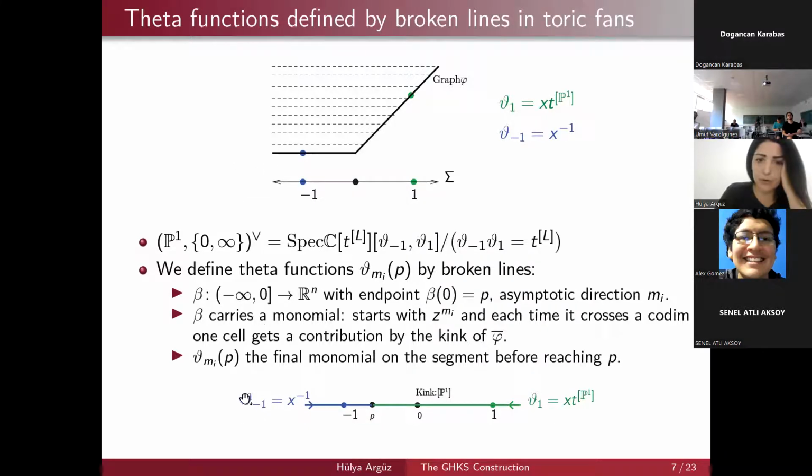It carries x inverse, so theta minus 1 will be x inverse because it doesn't cross any codimension 1 locus of the polyhedral cone. And at this point, again, if you want to write a theta function corresponding to theta 1, you come with a broken line coming from this direction, and it initially carries a monomial x because it's x direction, but it crosses this codimension 1 kink, therefore it gets a contribution from the kink, therefore theta 1 becomes x times t to the kink.